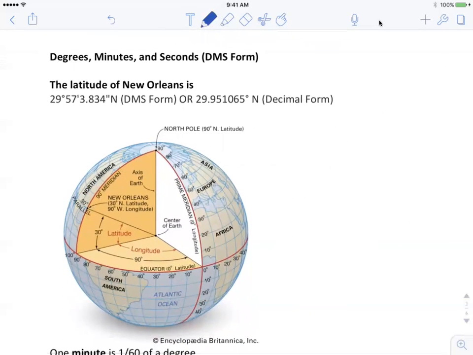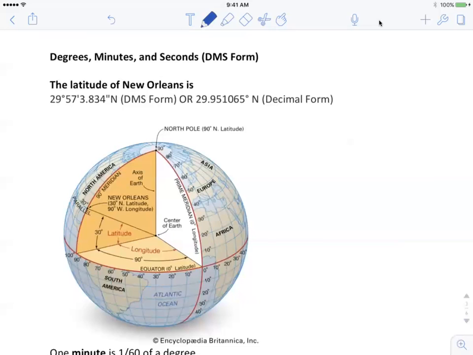The next thing is degrees, minutes, and seconds, sometimes referred to as DMS form. That you'll see used in navigation a lot of times, latitudes and longitudes. Really what it is, it's a system for breaking down a degree into smaller units, right? So a degree is maybe kind of large when you start talking about the Earth. So we want to break it down into even smaller units of measurement. So let's take an example to explore that.